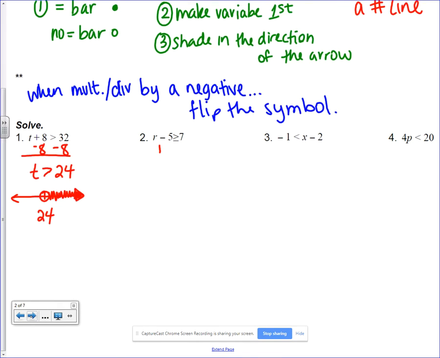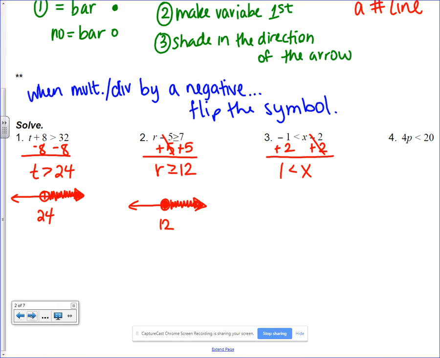Number 2, to isolate the r. Looks like that. Please notice that the r does come first. So I'll put this 12 on the number line with a closed circle. And again, that says greater than, so I will shade to the right. Number 3, to isolate that x. Notice this time that the x does not come first, so I need to make that x come first. I am going to flip the whole thing around.